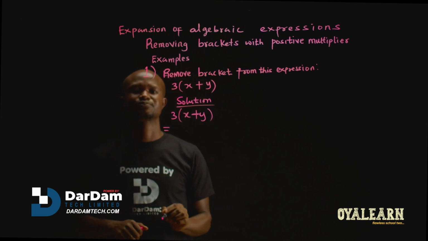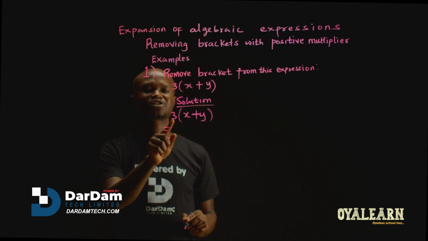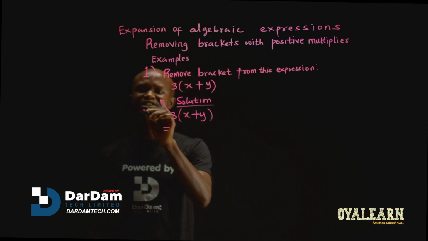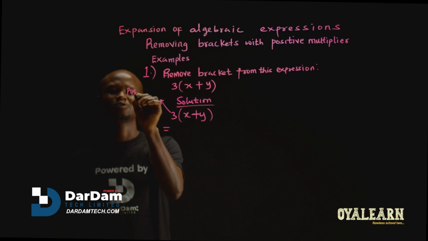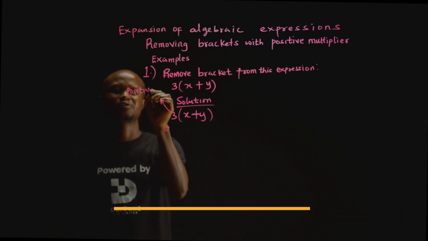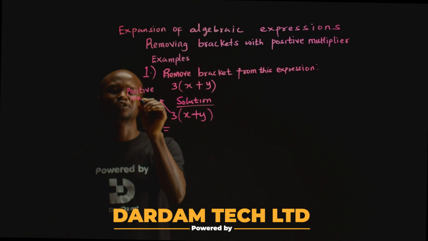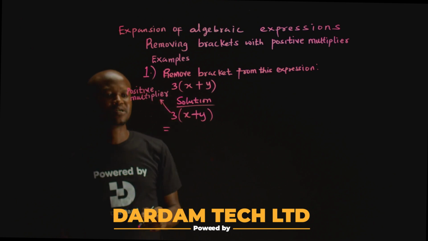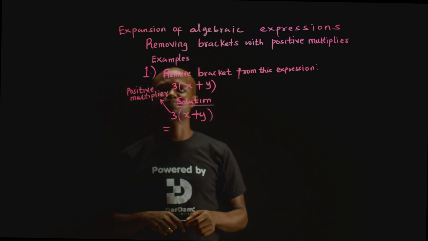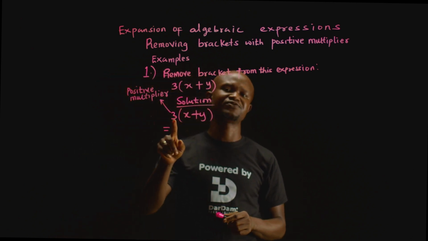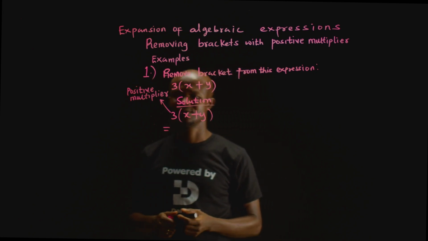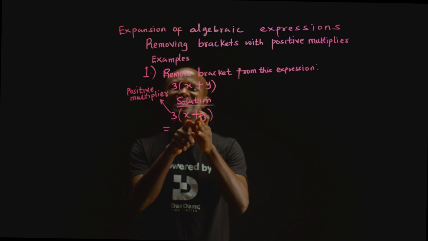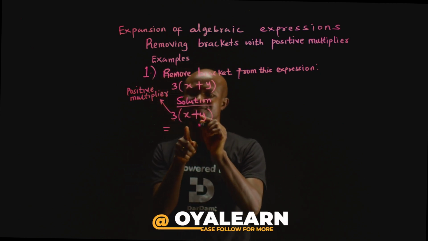Now, this 3 is called the what? The multiplier, and it is a positive multiplier. And why is it a positive multiplier? Because it's a positive number. So this number will multiply each term inside the bracket.